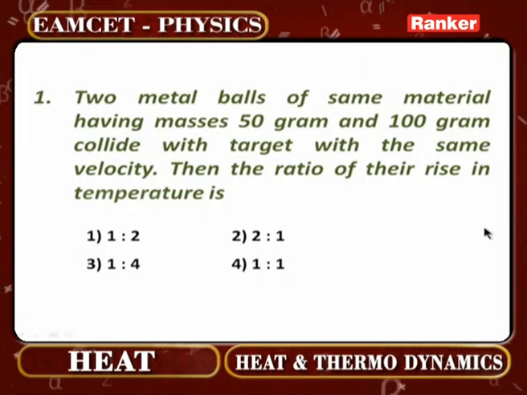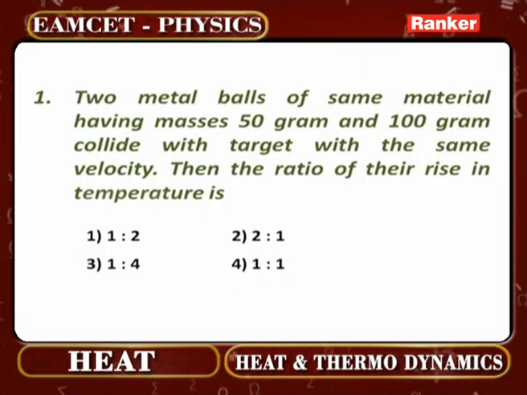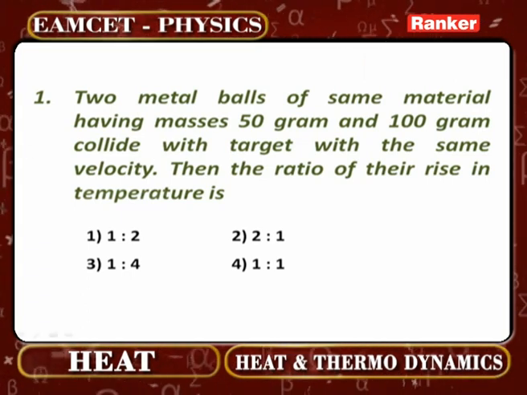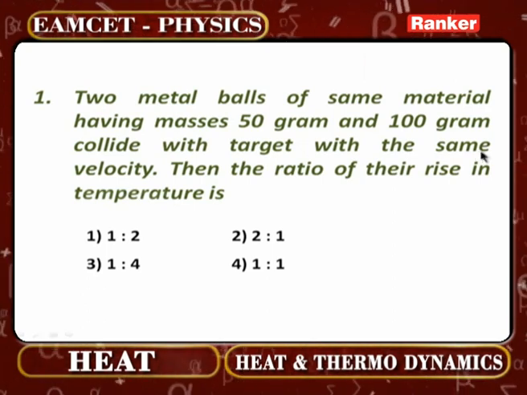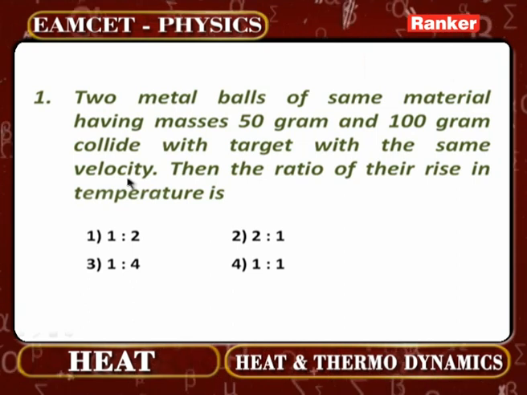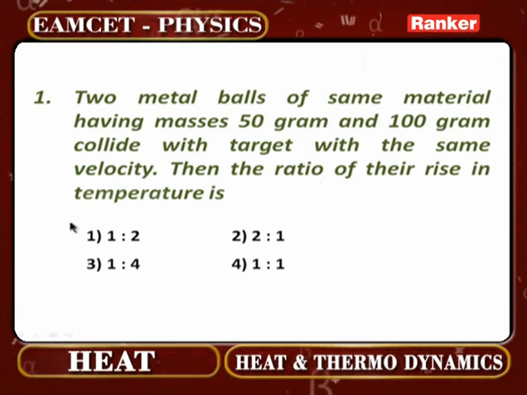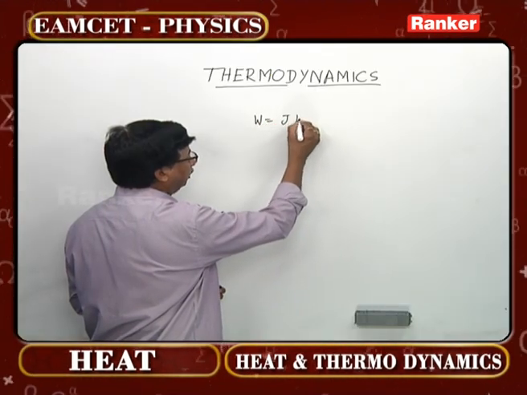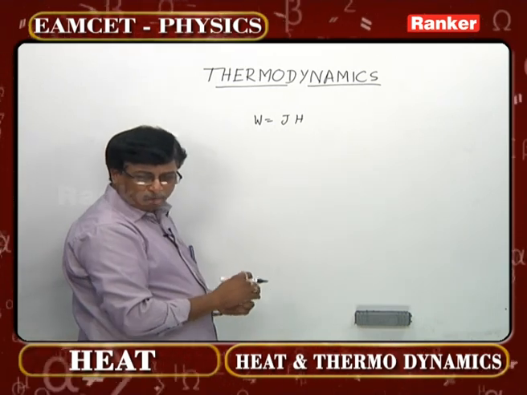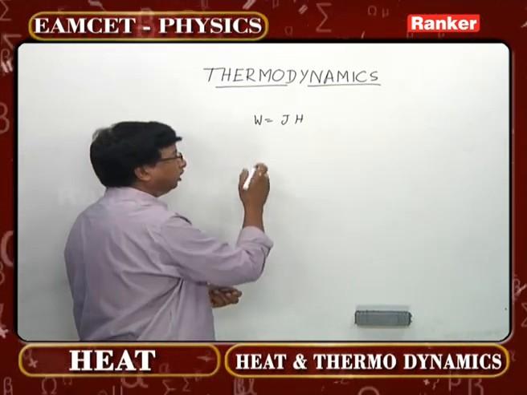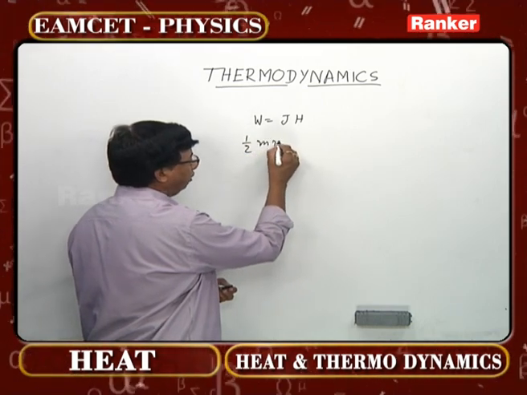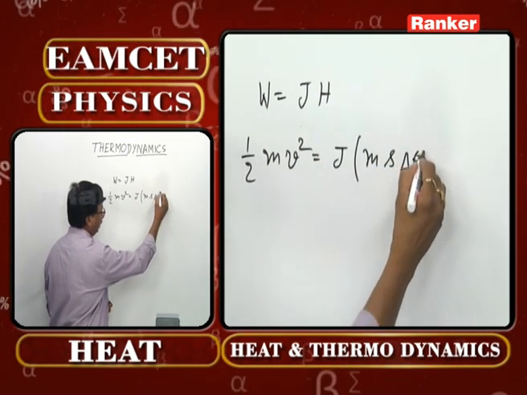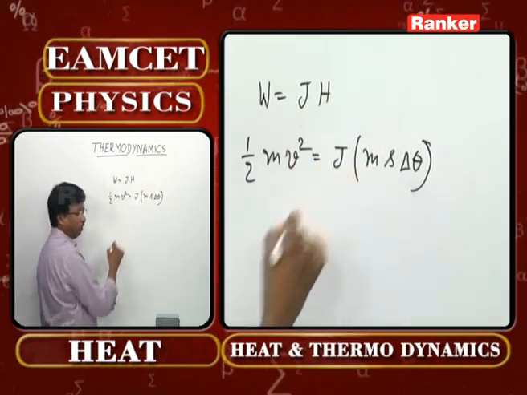Very first problem: two metal balls of the same material, having masses 50 gram and 100 gram, collide with a target with the same velocity. That is the most important clue for this particular question. Same velocity, that is the point. Then the ratio of their rise in temperatures will be how much? We know W is equal to JH is the equation which we can take up. Now, the metal ball is striking the target with the same velocity. That means half mv square will be the work done, equal to J into ms delta theta, which gives you the quantity of heat energy.